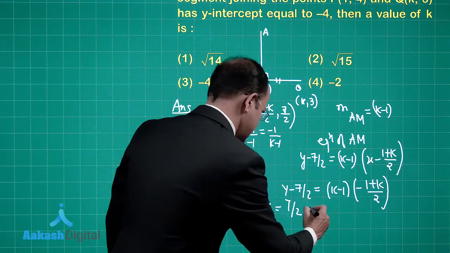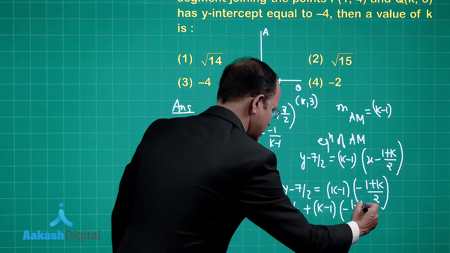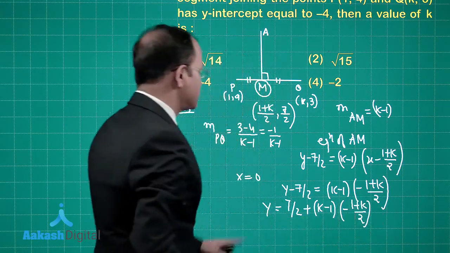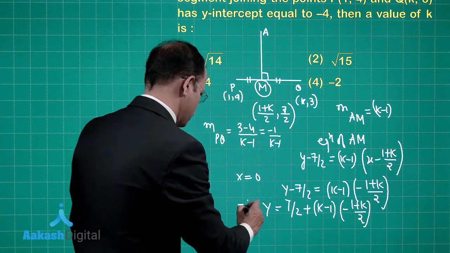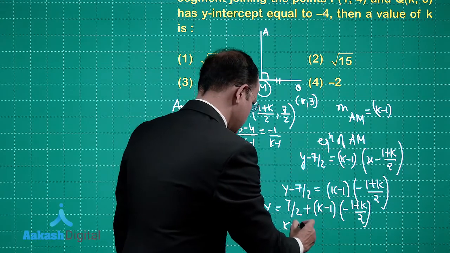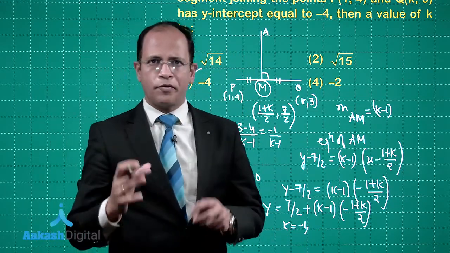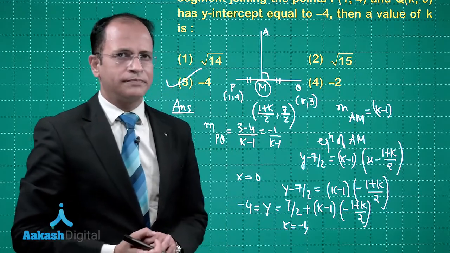Let me take it inside. So this is coming out to be k minus 1, and this is minus (1 plus k) divided by 2. And this y is nothing but minus 4. Can you see that? So once you solve this part, we get k equal to minus 4, right? So we have the option minus 4 as the right answer. So the third option is correct.